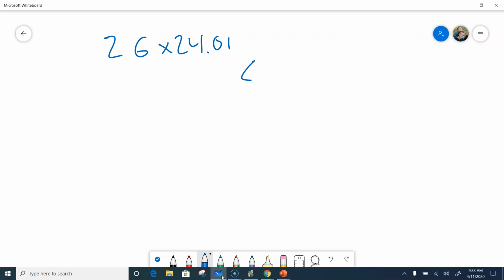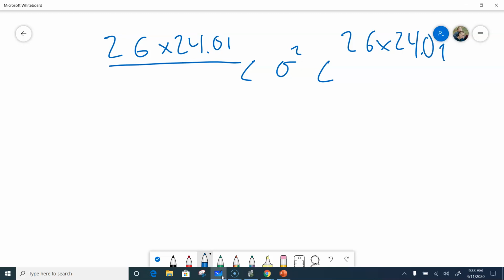Okay, and I'm going to do that twice. Okay, this is where sigma squared is going to live. Do the same thing twice. 26 times 24.01. Okay, and over here, this is going to be chi-squared left. And over here to the right, this is where chi-squared right will be, and this will be chi-squared left.